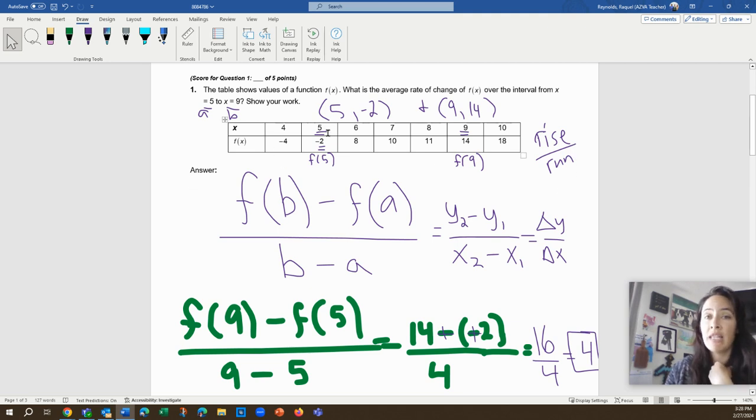This doesn't have to be a line. It could be a parabola. It could be an exponential equation, a logarithmic equation, a logistic growth equation, and we're trying to find the slope between 2 points. It does not have to be a line.